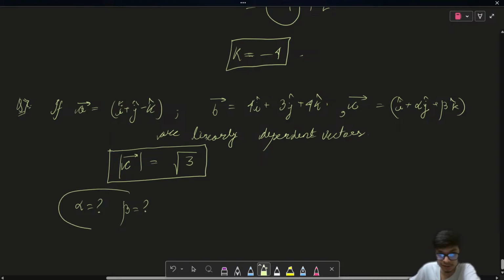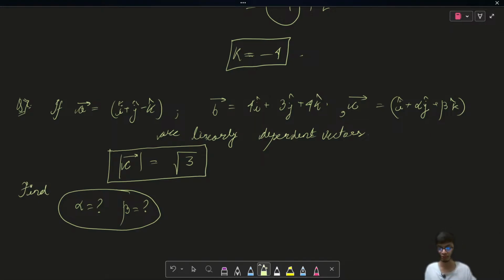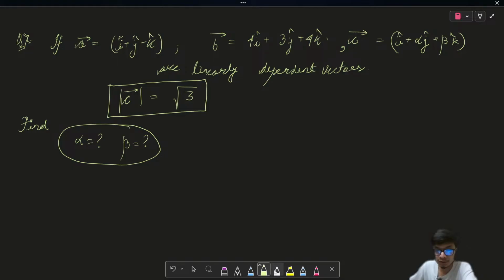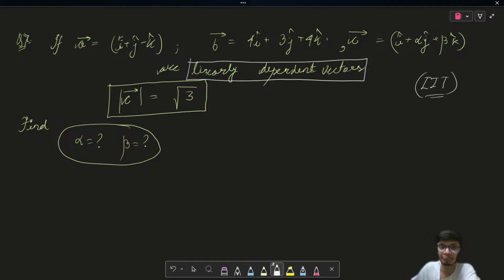So this is the question. You have to find out the values for alpha and beta. In order to solve this question, we have to quickly see one interesting idea regarding linearly dependent and independent vectors. So let's explore this idea. What do we mean by linearly dependent and independent vectors? This is a previous year IIT JEE problem, so let's see the solution for it.